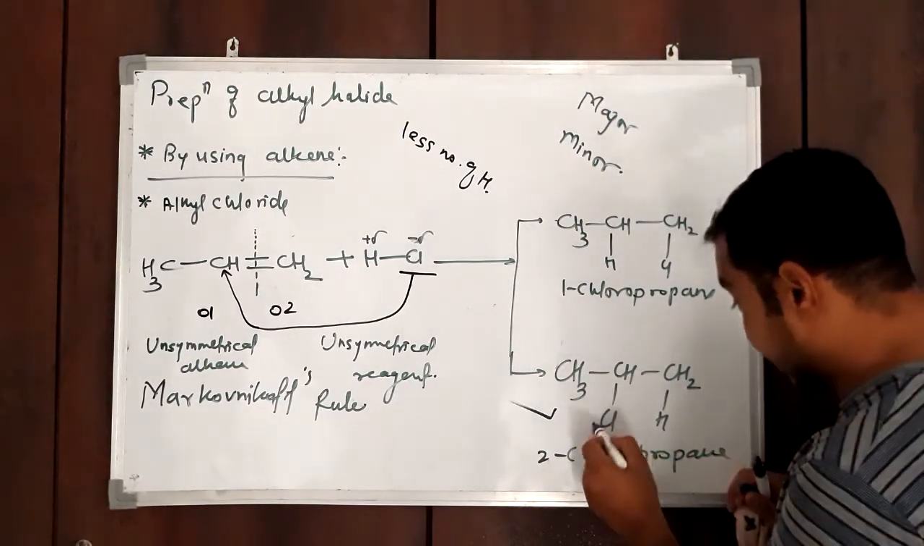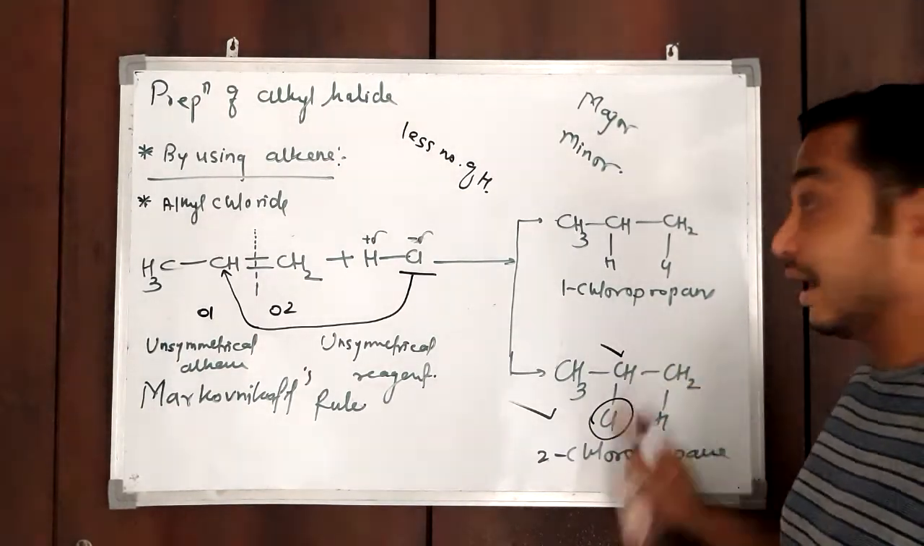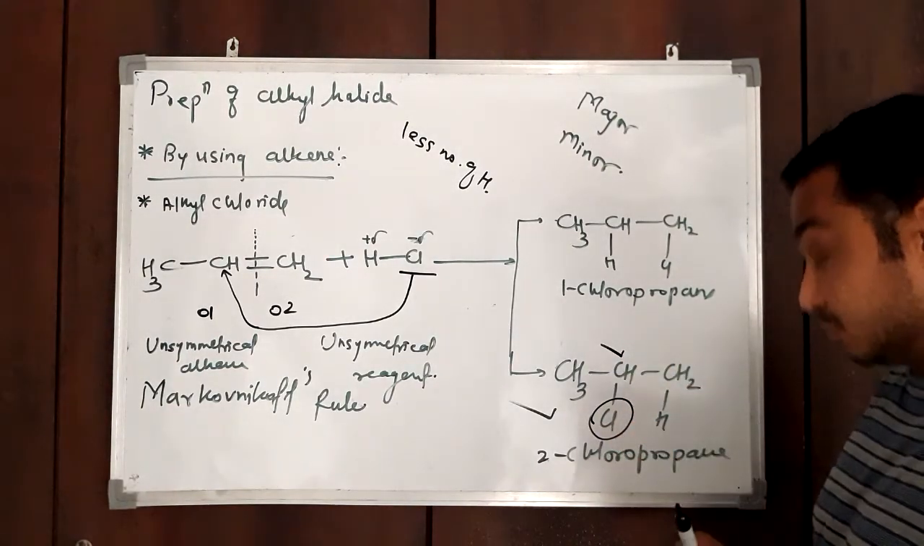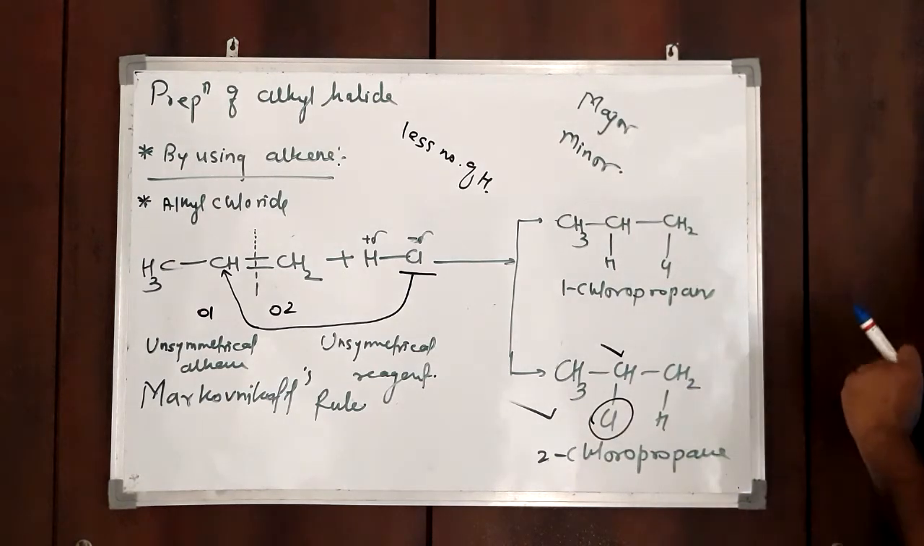Negative part means Cl minus attached to the carbon atom having fewer hydrogen atoms. So this is known as Markovnikov's rule. In such cases, we have to follow Markovnikov's rule, right?